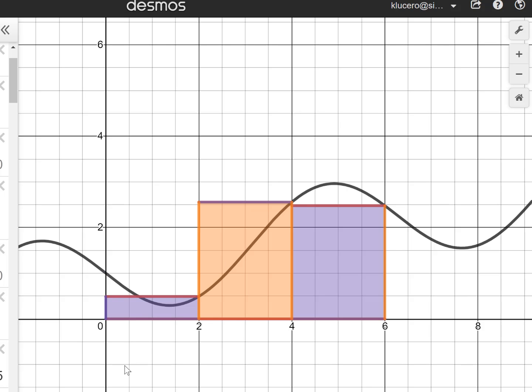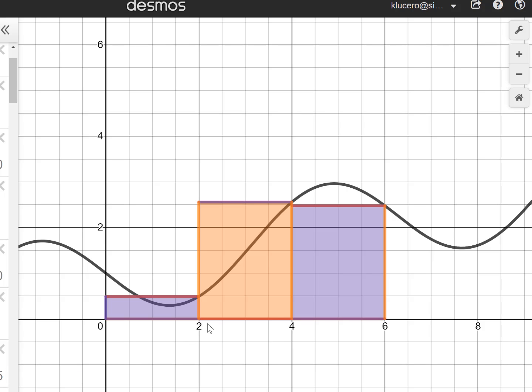And notice each time I'm going up with the number of rectangles, the width of each rectangle gets a little smaller, and the height is still being calculated using the right-hand endpoint. So from 0 to 2, the height of that rectangle is determined by the value of the function at 2, what's called the right-hand endpoint of that interval.